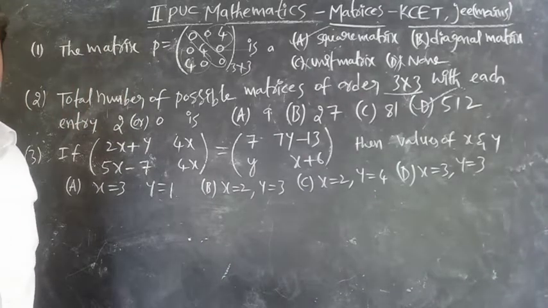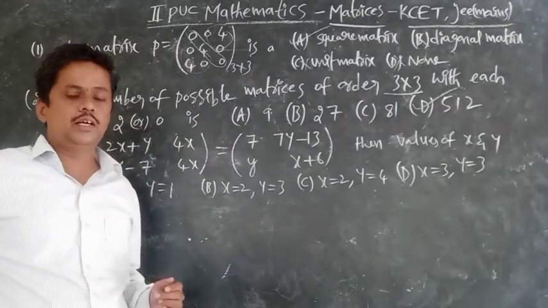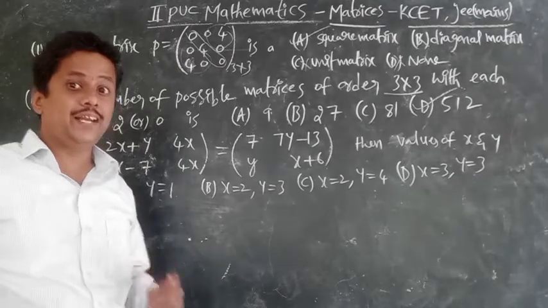For equality of two matrices, the order should be the same. The order is the same, good. And what is the other condition? Corresponding elements should be equal.